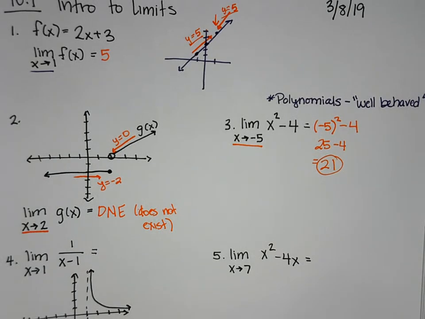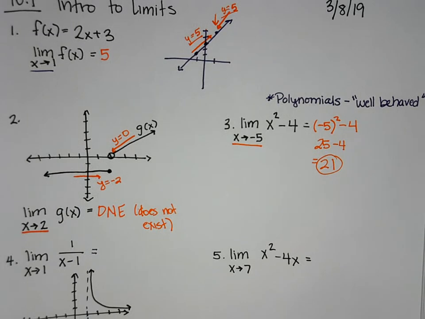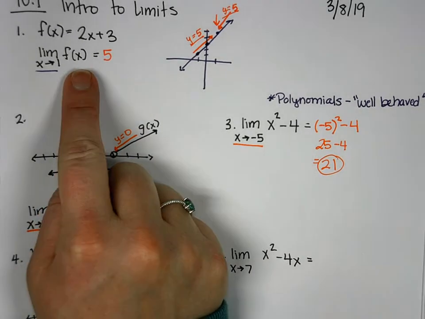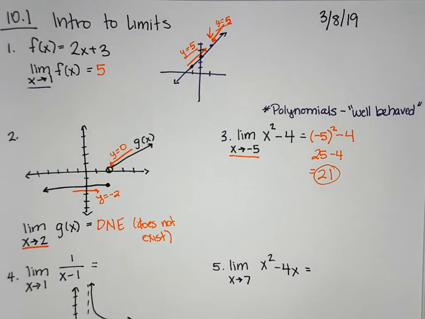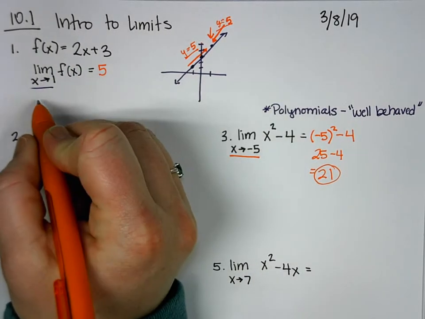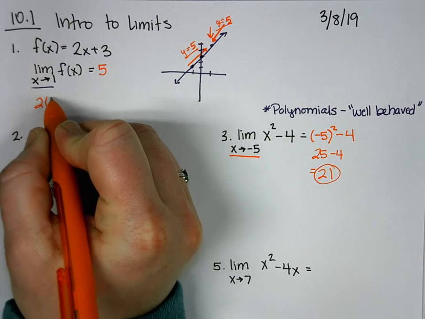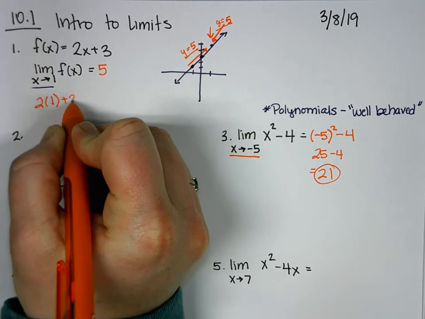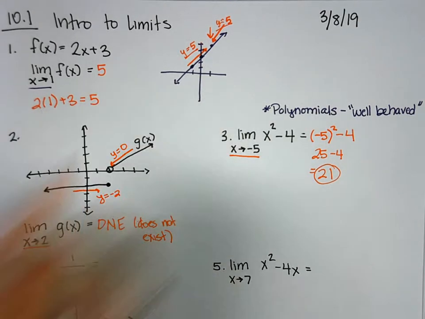And polynomial functions do the same thing. So if we go back to number 1, this line, 2x plus 3, that's a polynomial. So if we wanted to, we could have done 2 times 1 plus 3, and we still would have gotten our limit of 5.